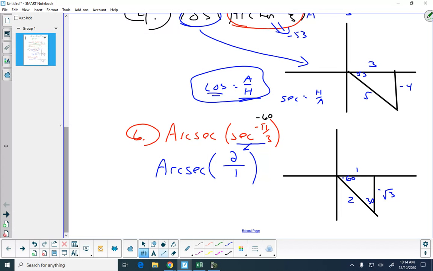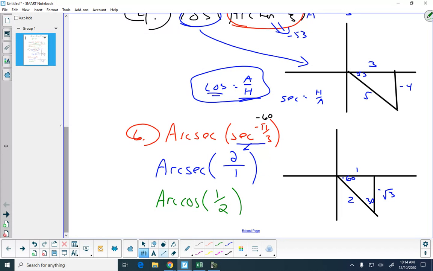We don't have a secant button or inverse secant button on our calculator. But we can rewrite this as the arc cosine. Aubrey, what would this be the arc cosine of? What do we have to take the arc cosine of? 1 over 2. So now in my calculator, I can do the inverse cosine of 1/2.